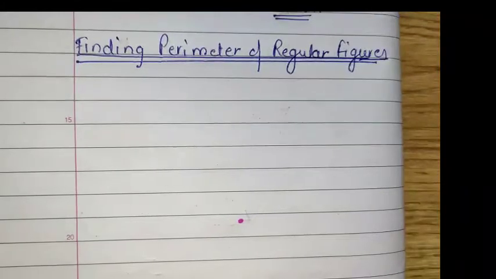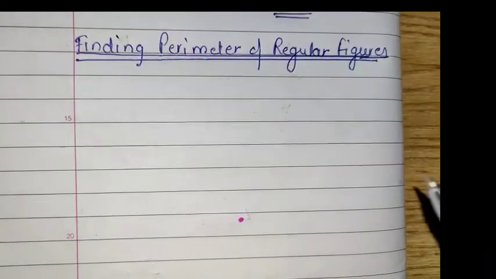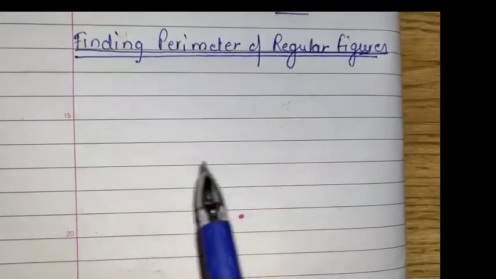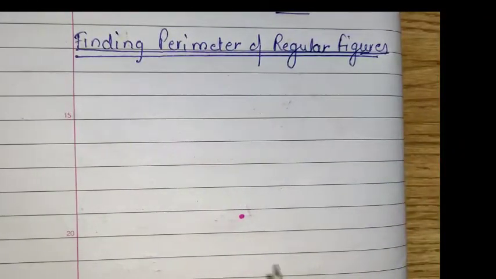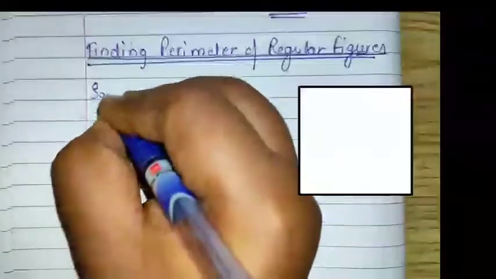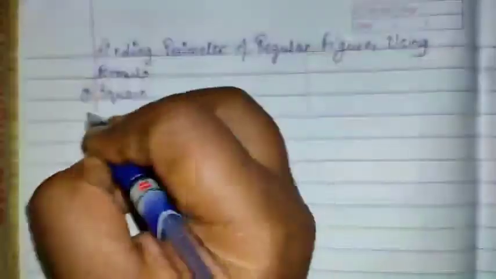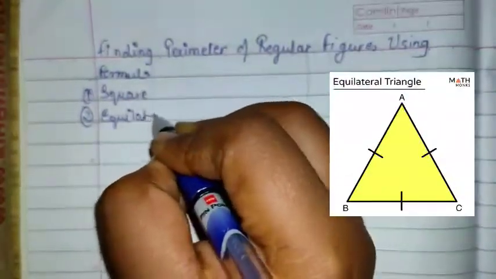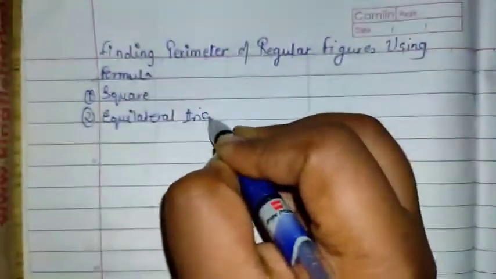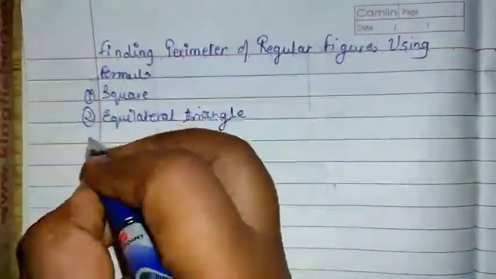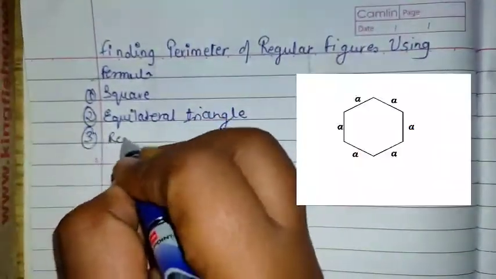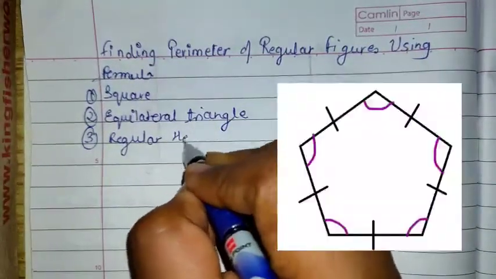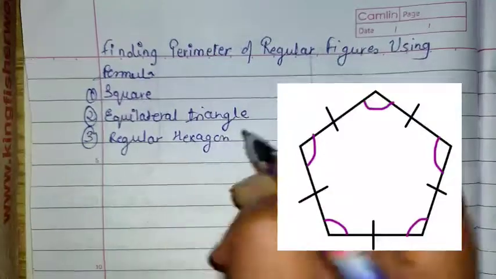So now we'll be finding the perimeter of some regular figures by using a formula. The regular figures are those figures which have all the sides equal in length. So we have a square, which has all the sides equal. Then we have an equilateral triangle with all sides equal. Then we also have a regular hexagon with all sides equal in length, all 6 sides. Then a regular pentagon and many more.